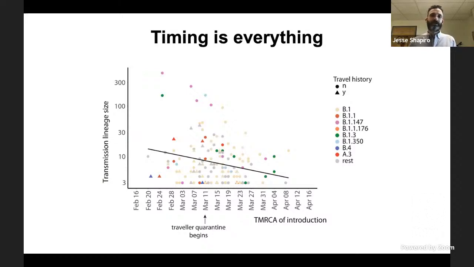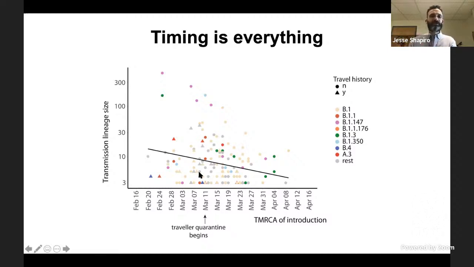So the last thing that came out of this work that I wanted to mention is the importance of timing. Okay, so there were lots of theories. People blamed spring break. So people had traveled and were coming back, and that's what started the pandemic in Quebec. That may have played some role, but there's a simpler explanation, which is founder effects. Essentially that the first viruses to arrive were the ones that tended to be more successful.